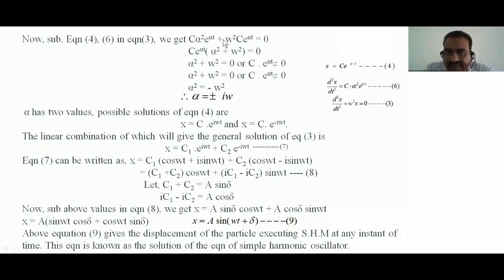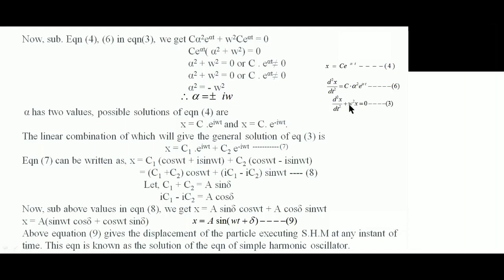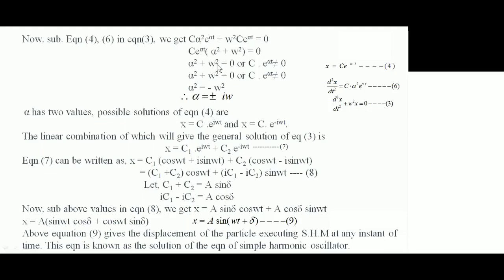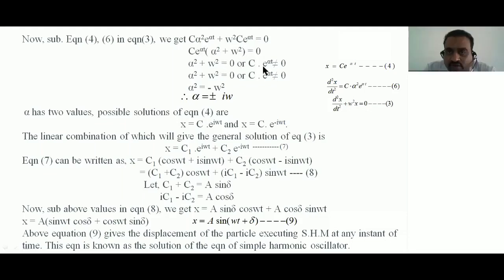So plus omega square, e to the power alpha t, c e to the power alpha t. So c e to the power alpha t is a common factor, remaining alpha square plus omega square is equal to 0. So alpha square plus omega square is equal to 0. Either this is equal to 0 or e to the power alpha t is equal to 0.